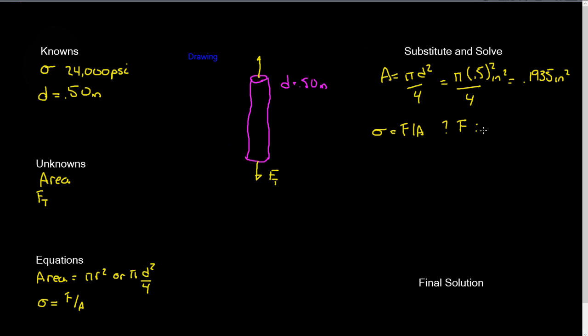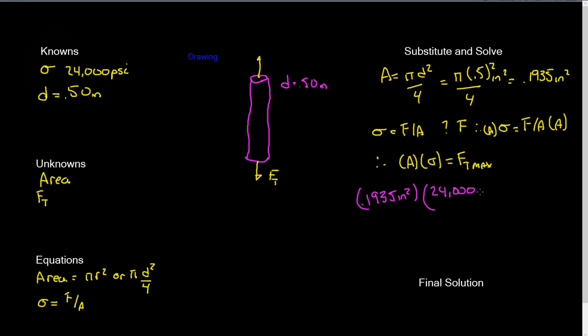So I can manipulate this force divided by area quite easily, and what I can do here is multiply times the area, and then I arrive at area times my maximum sigma equals the maximum tension force that's allowed. So let's substitute in a different color here, because I know that my area is 0.1935 inches squared. I know that my maximum sigma is 24,000 pounds force per inch squared, and you can see that my units will cancel out quite readily here. My inches cancel out, and I multiply this out.